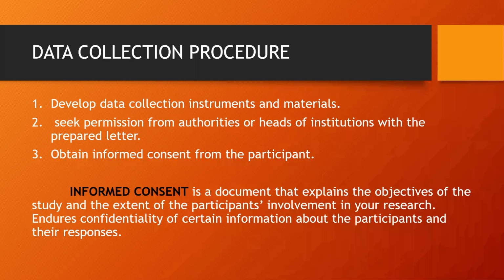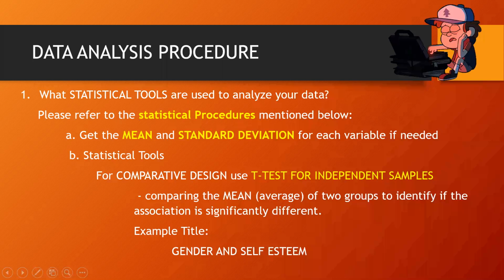And the last part, data analysis procedure. Guys, those highlighted in yellow are statistical tools. Choose only what applies, since you will not use all of them. In all your research, you will get the mean and standard deviation, the average and how scattered or varied the answers are. So, first thing you need to do is to get the mean and standard deviation, and then define what is mean and what is standard deviation.